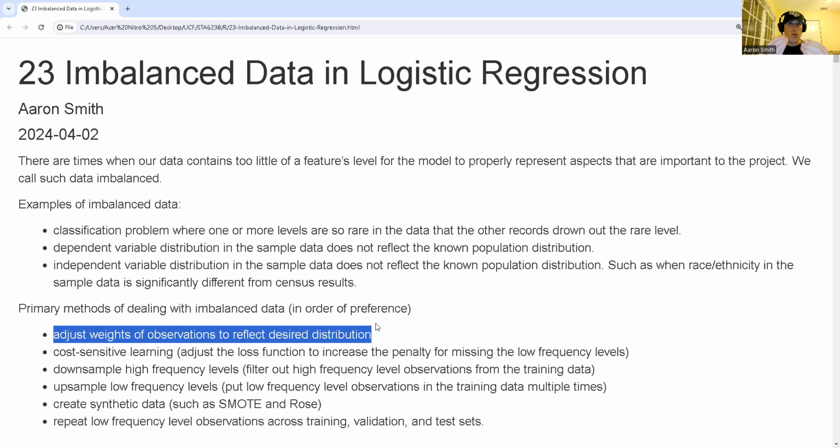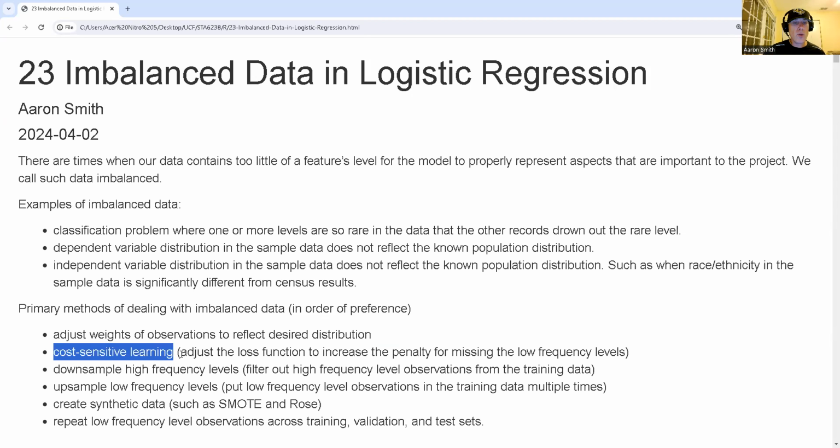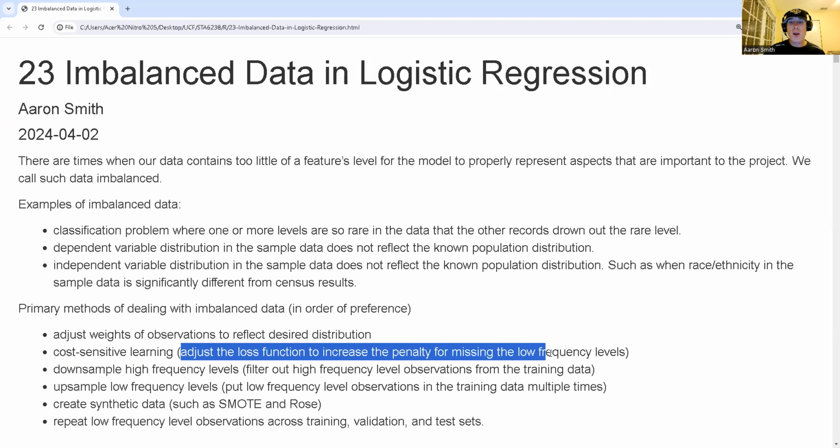So adjusting weights, what I'm doing, I'm shifting the emphasis to the low frequency levels to get the desired balance that I want. Now, the next one is going to be cost-sensitive learning. So here we're going to adjust our loss function to increase a penalty for missing on the low frequency levels. Scikit-learn does this very well, R does not. We can effectively use our weights to achieve the same goal, but it's a little bit more technical. I'm not going to cover this here because I'm using R. Scikit-learn supports this much better than R does.